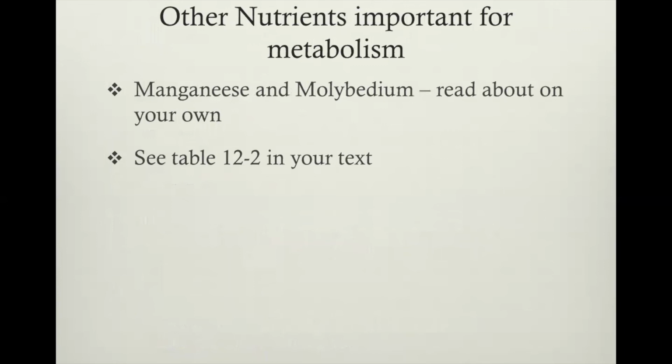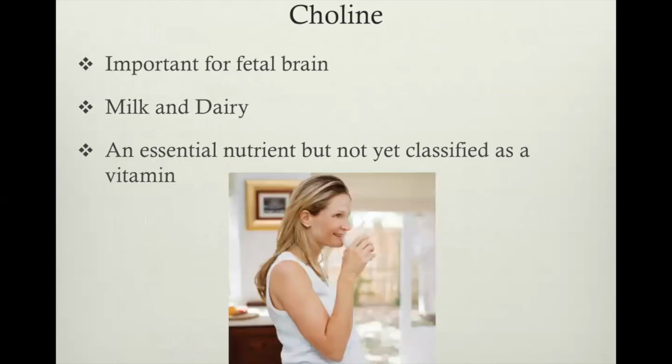Manganese and molybdenum, also important to metabolism, but I'm going to let you read about those on your own. And then choline. Choline is a pretty interesting one because it's not classified as a vitamin yet, but in 1998 it was recognized as something that is essential for our health, and it plays many, many roles that we're going to learn about. Some good sources are milk and dairy, and there are additional sources as well. You see a pregnant woman here because it's especially important for pregnancy.